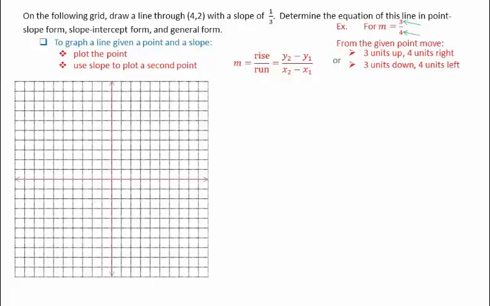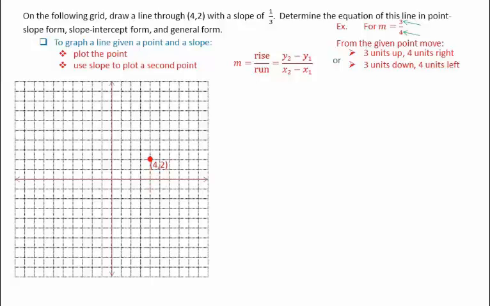Note that for a positive slope, the rise and run are either both positive or both negative. For a negative slope, either the rise or run is negative and the other is positive.